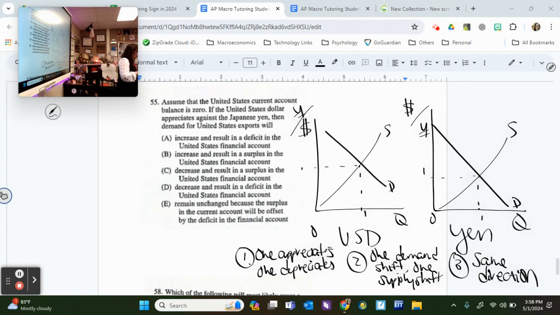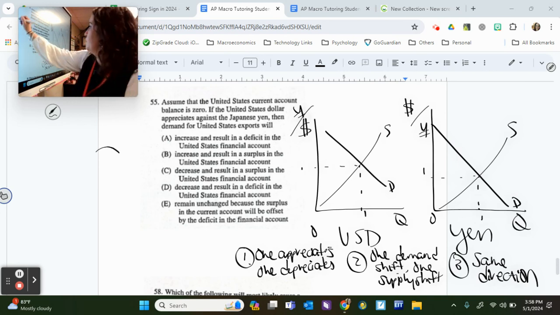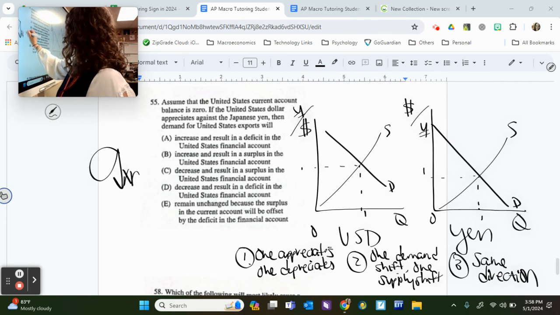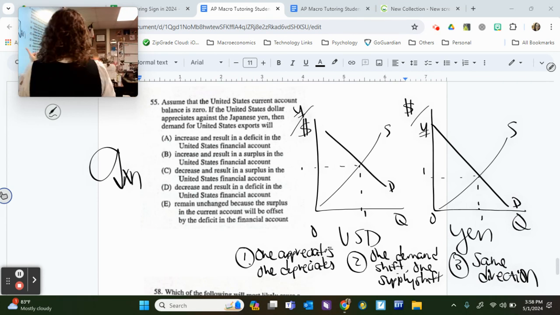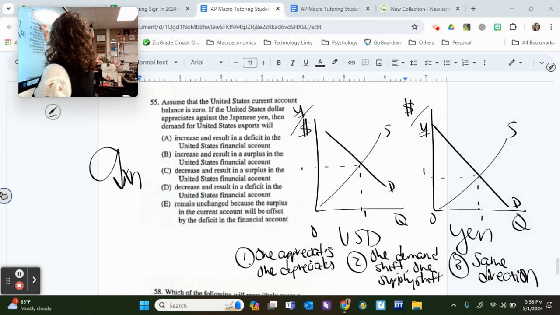Assume that the United States current account balance is 0. So that means the current account and financial account are both 0. There's not an inflow, outflow, deficit, surplus. They're just both 0. If the US dollar appreciates against the Japanese yen, the demand for US exports will do what? It will decrease because of this whole thing. Appreciate makes XN go down. So they will buy less of our exports. So we can get rid of A and B and E.